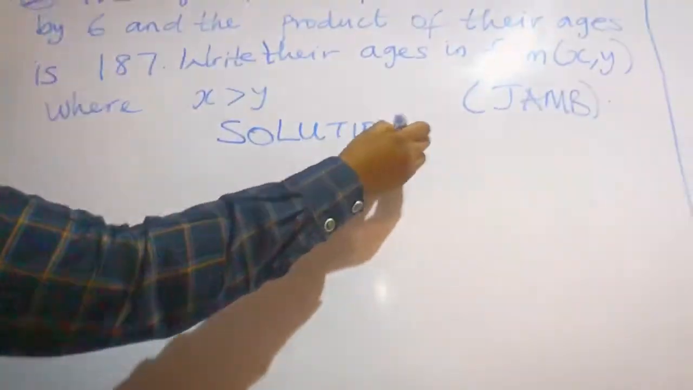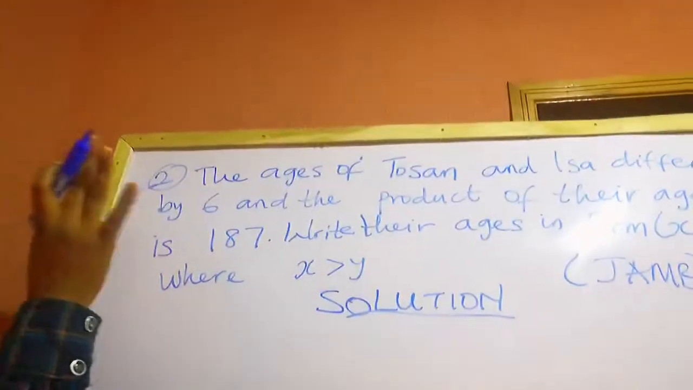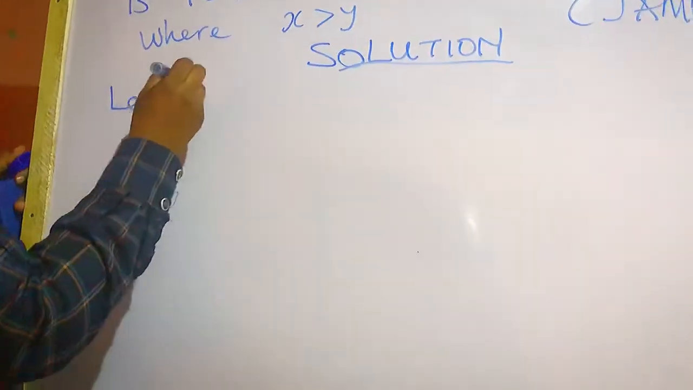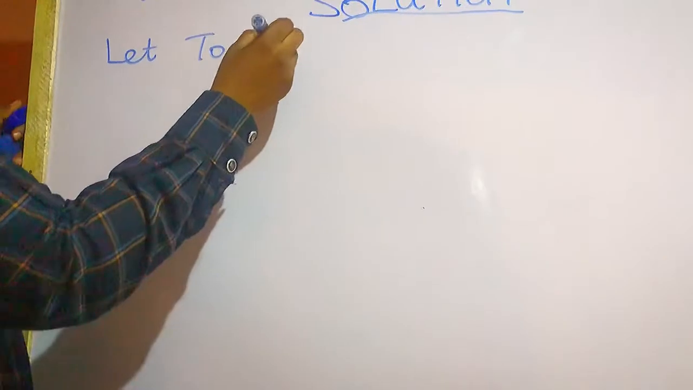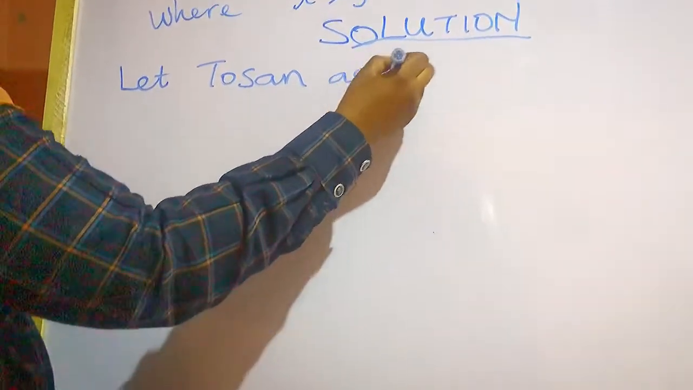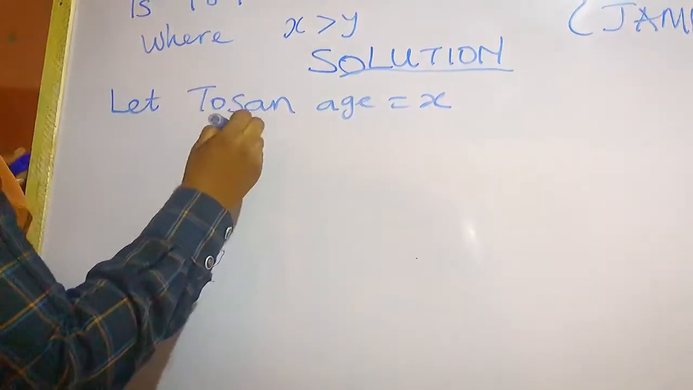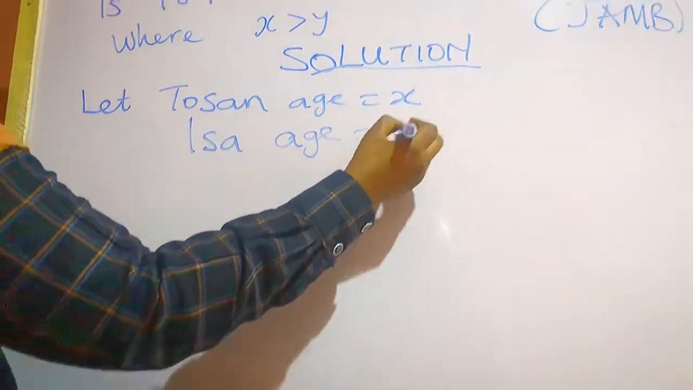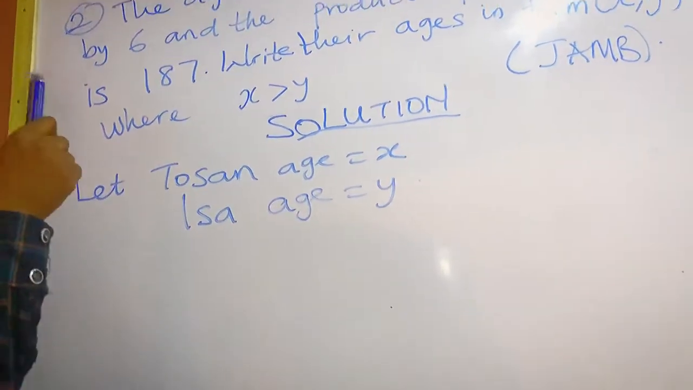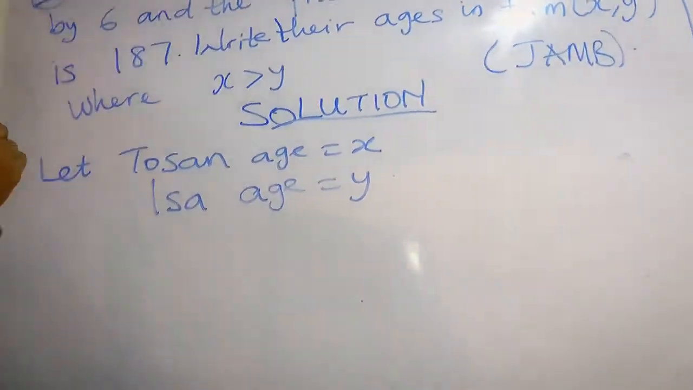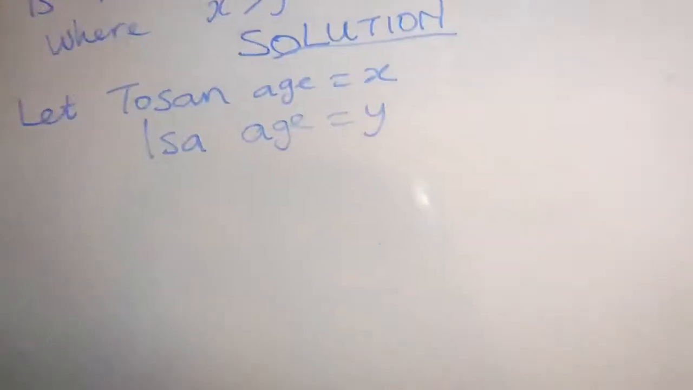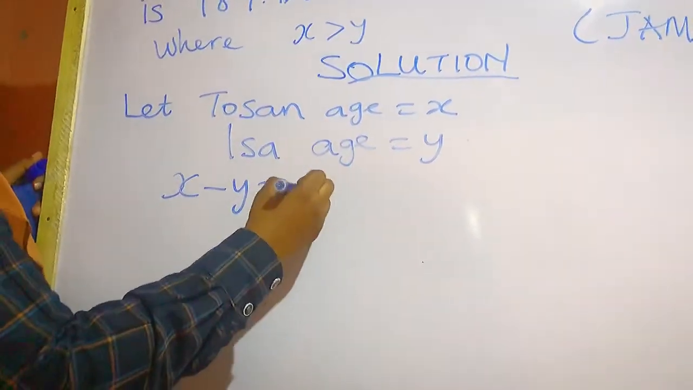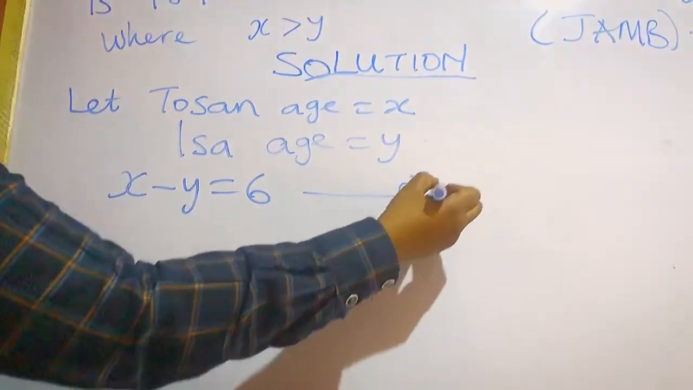So the first thing is that you have to represent their ages with the letters x and y. So let Tosun's age be equal to x, and Isa's age be equal to y. So their ages differ by 6. It means that the difference between their ages is 6. So x minus y is equal to 6. Let's label this equation 1.